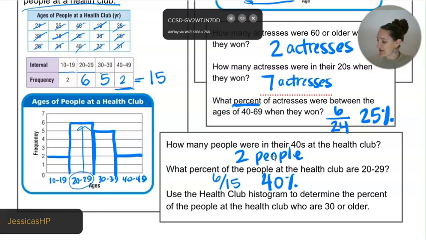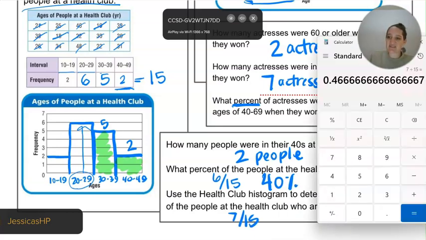And use the health club histogram to determine the percent of the people at the health club who are 30 or older. So that would be 30 or older, which is 5 and 2. 7 out of 15, which is 46.666. Let's round that up to 47. Right? Am I doing that right? Yes. Okay.